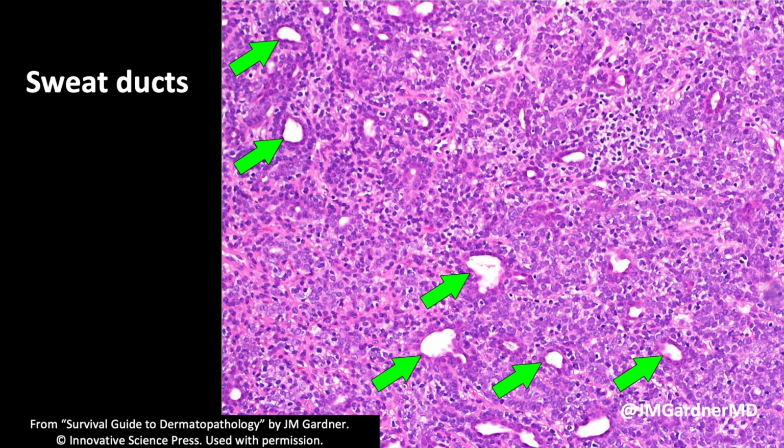Here's another example of sweat ducts. This was a spiroadenoma. And again, I'll show you another example. The reason I point this one out is sometimes the individual ductal spaces are actually even lined by their own unique independent layer of cuboidal cells, kind of recapitulating the double layer of cuboidal epithelium that you see in normal sweat ducts.